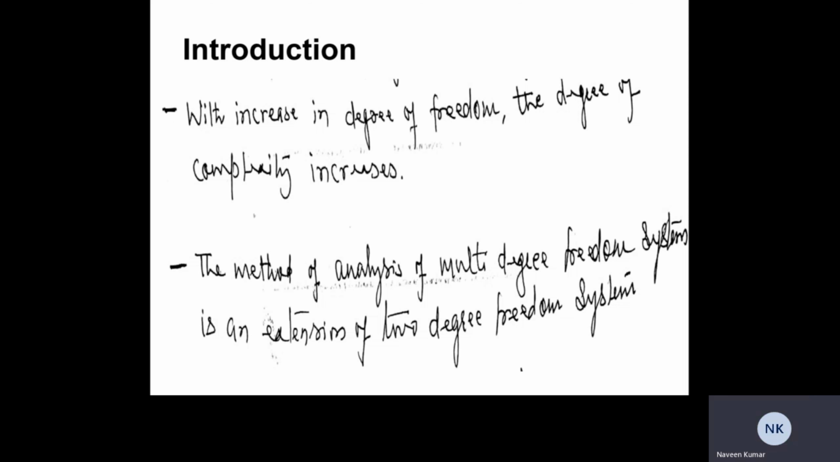As I have already told you, as the number of degrees of freedom increases, the computational complexity of calculating the frequencies of the combined system increases. And in this first method, we are going to discuss the analysis part of multi-degree freedom system by simply extending the method which we have adapted for analyzing 2-degree of freedom system.